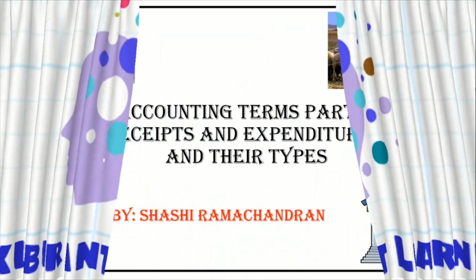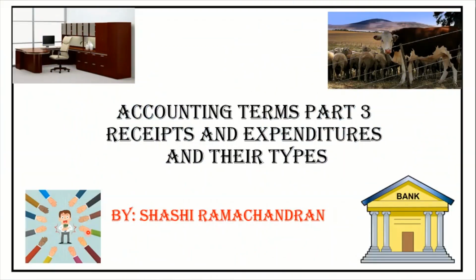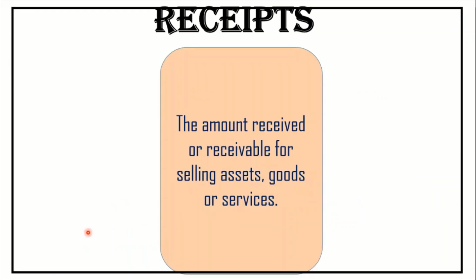Welcome to the third part of accounting terminology. In this video, we are going to learn about the terms receipts and expenditure. These are the broader terms, and we'll also learn their types. So let's begin. Receipts. The amount which is received or receivable by the business entity is called a receipt.